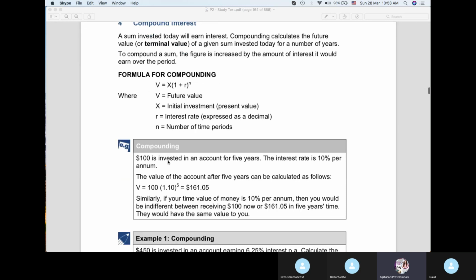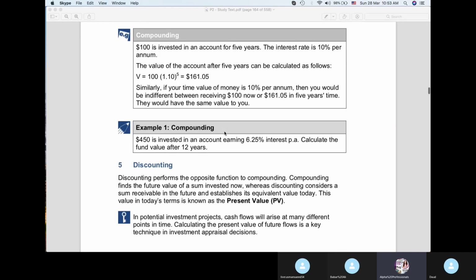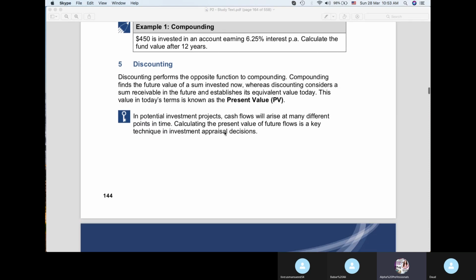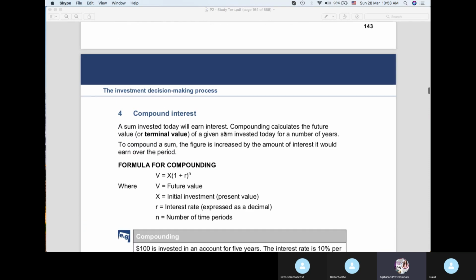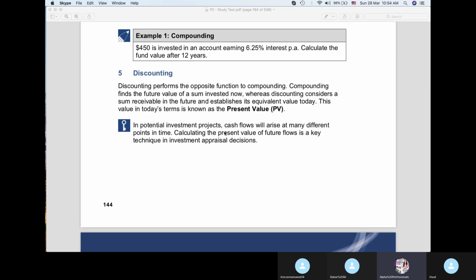So this is a general formula: future value, initial investment, rate of interest, number of time periods. This is a simple formula. You could see that example, and you would know that it is so simple. And then discounting performs the opposite function to compounding, right? When we invest our money somewhere in a bank, and we are getting interest on it, and if that interest is also being invested, it is called the compound interest. Now the discounting is opposite to the interest rate. Like, we would be getting the present value. In interest we get the future value.